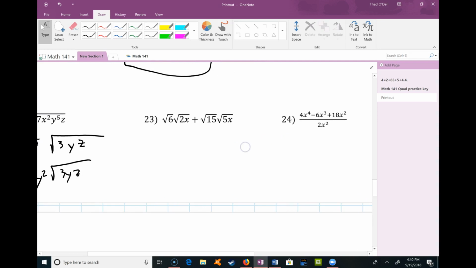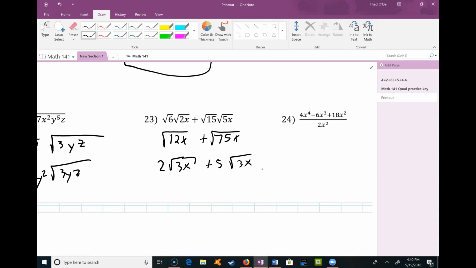Over here, illustrating the concept that when you're multiplying 2 things underneath the square root, you can just multiply them and bring them into 1. So this would be the square root of 12x, and this is going to be the square root of 75x. But then I can't add those together because they're not like terms, but I do notice that there's some perfect square factors in there, isn't there? So this is going to be 2 times the square root of 3x, and this would be plus 5 times the square root of 3x. Because 75 is 3 times 25, and 12 is 3 times 4.